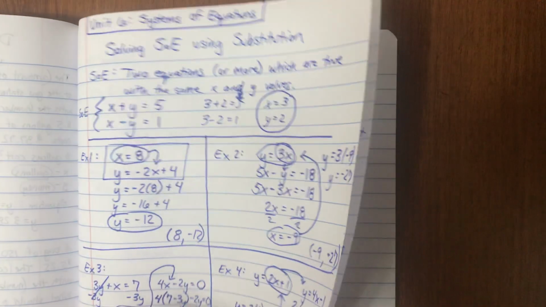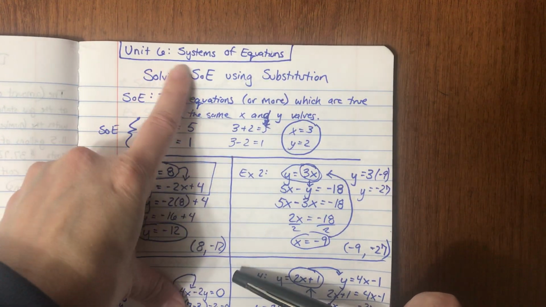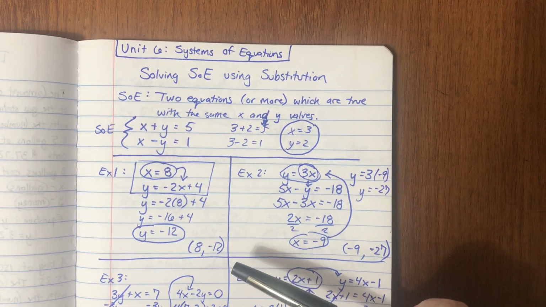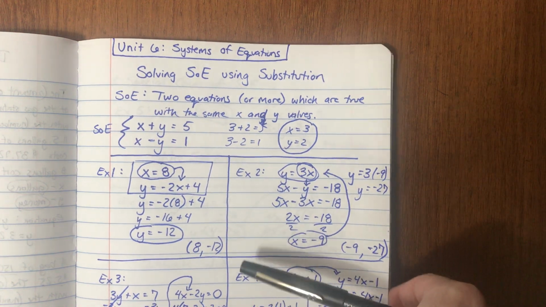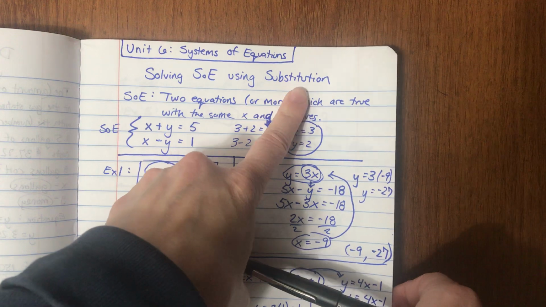Algebra students, we are starting our second method of solving systems of equations. If you look back in your notebook, think back to what we learned last week. We're in unit six, systems of equations, and we're going to learn three different ways of solving these. The first way was to solve systems of equations using substitution.